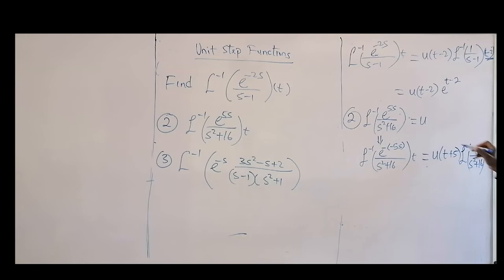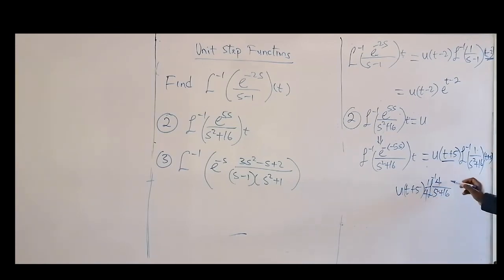And then your t that you have here will now become t plus 5, whatever you have here. And that will give us u of t plus 5. The inverse of this, we need to work on that. If 16 is here, this is 4 squared, so we need to have one of that 4 here over s squared plus 16. And that 4 you introduce here, you have to cancel outside.